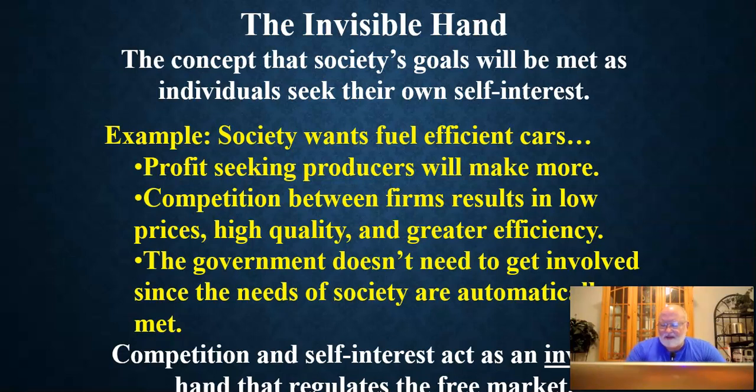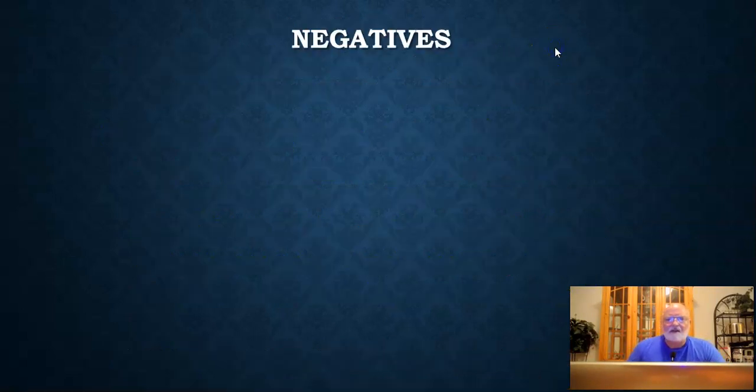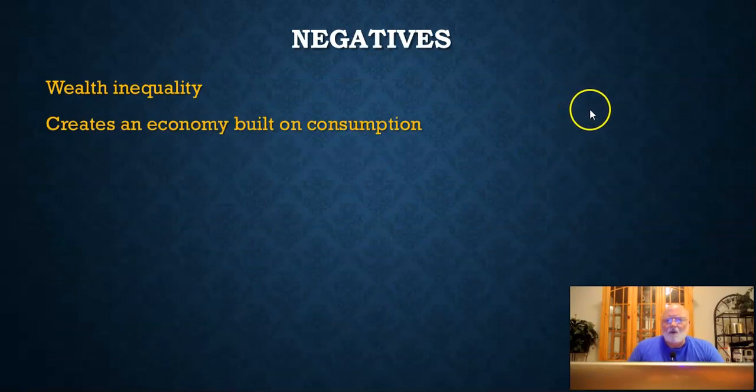So here's the deal about this. If Popeyes does not make a sandwich that consumers want to buy, they're going to go out of business. So it is in their self-interest to make their customers happy. And that is the capitalist argument. All right, here's the negatives. Wealth inequality, beyond the shadow of a doubt. There's going to be huge wealth inequality.